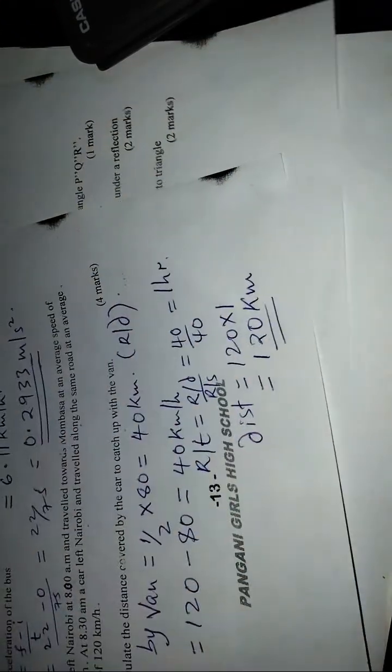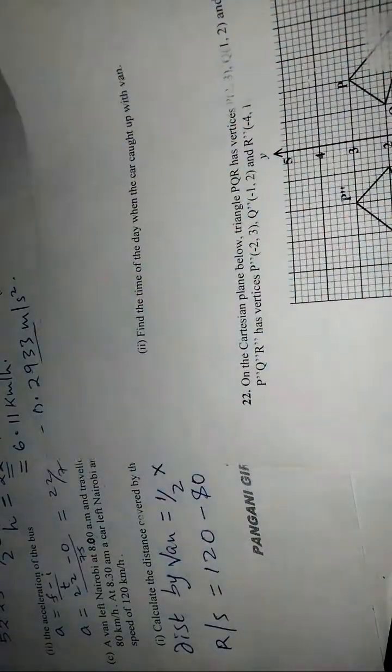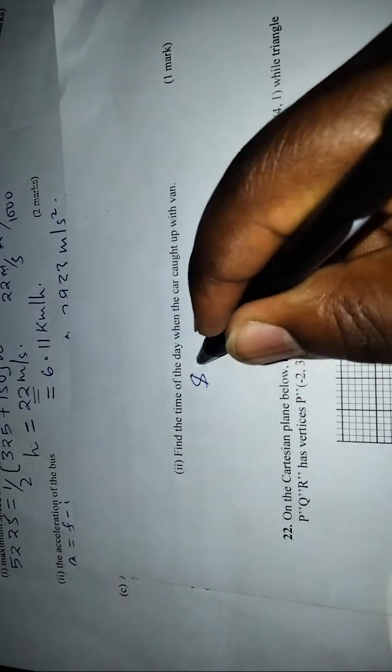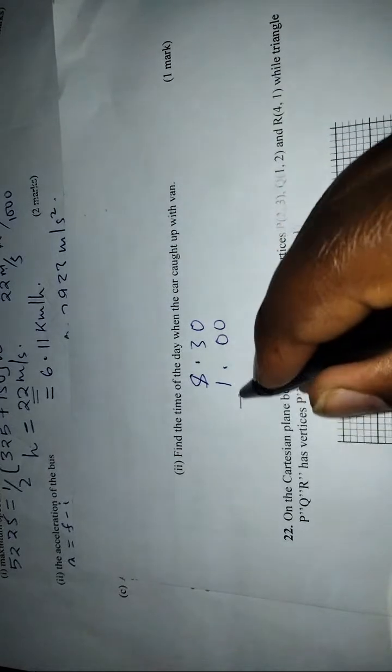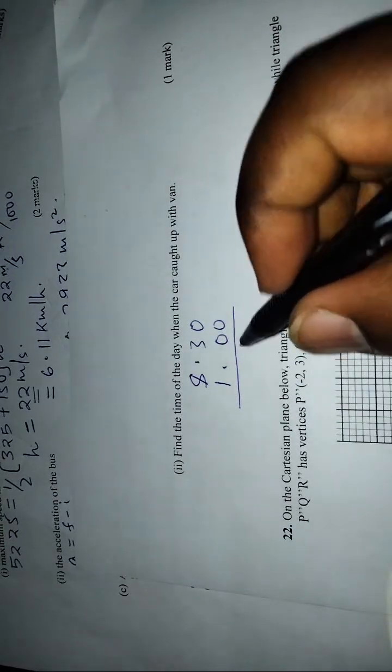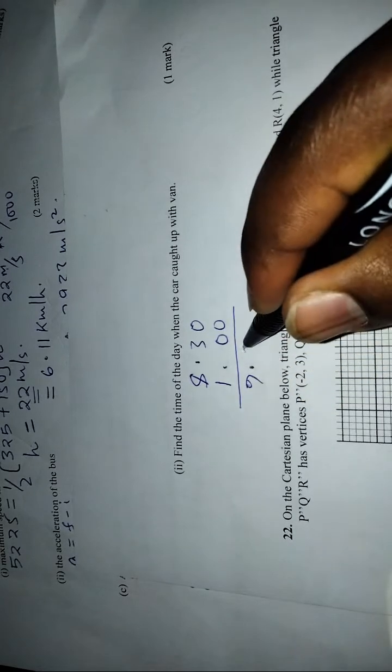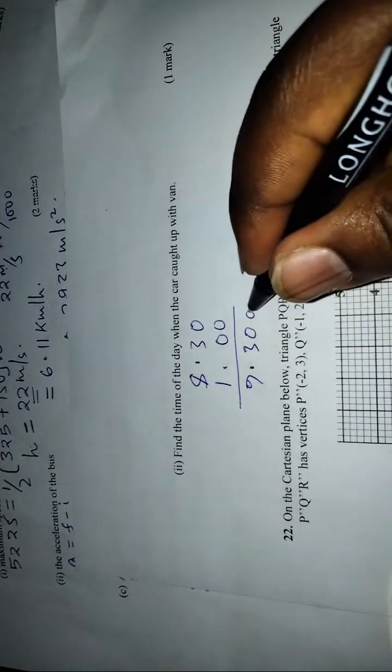Next question, just on the same, we've been told to find something else. Find the time of the day when the car caught up with the van. The time they are catching up is after an hour, and they are starting to move together at 8:30 a.m. So we just add 1 hour, and we say that the two are catching up at 9:30 a.m. That is the time they will catch up and begin moving together.